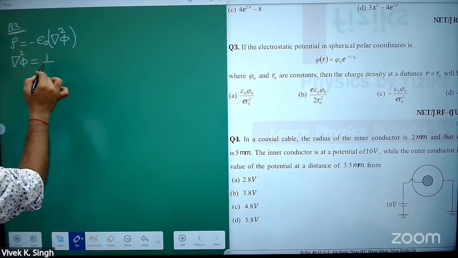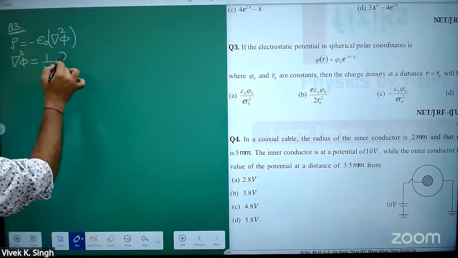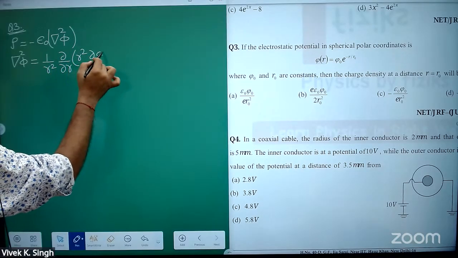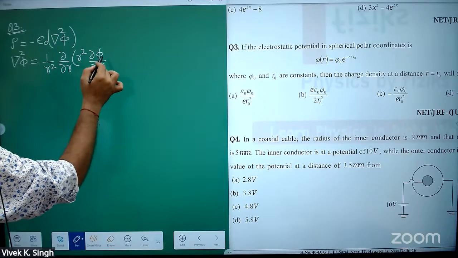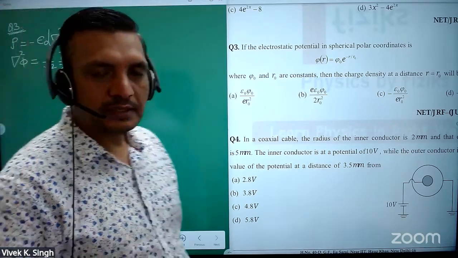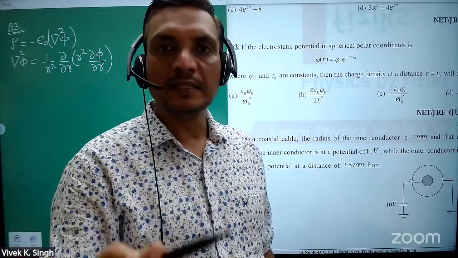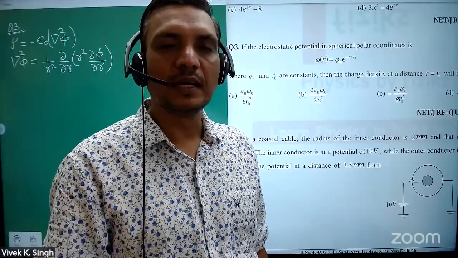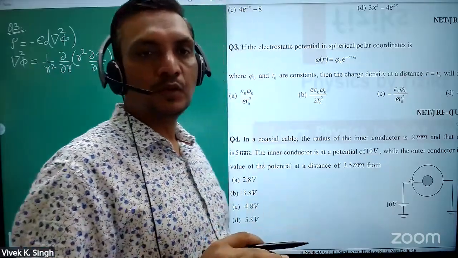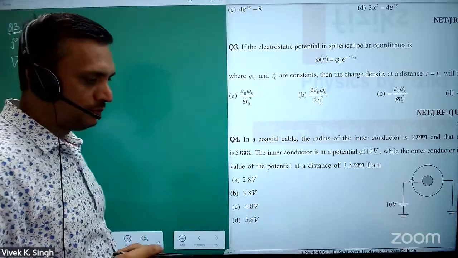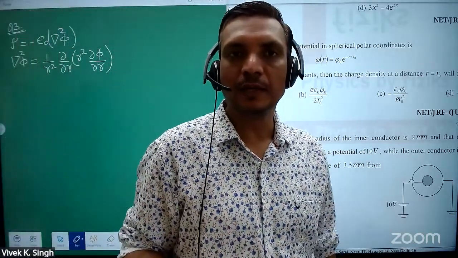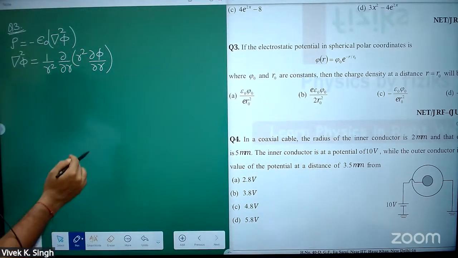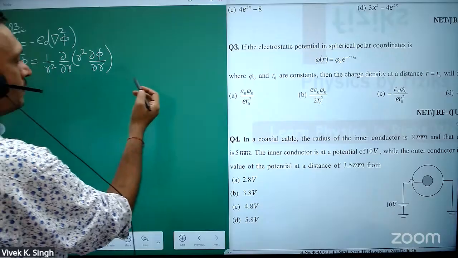So this will be 1 by r square del by del r of r square del phi by del r. You must remember the formulas in Cartesian, spherical polar, and cylindrical symmetry, whether it is gradient, divergence, curl, or Laplacian. Only then will you be able to solve. If you don't remember how to write del square V in spherical polar coordinates, you can't solve this question. So the first thing is, you should remember this formula.